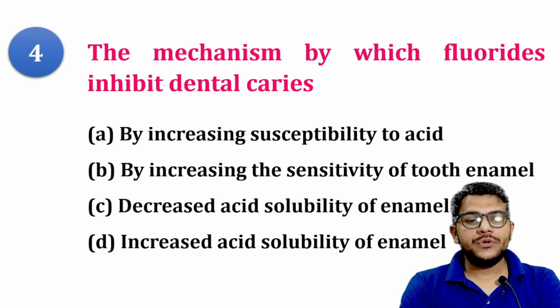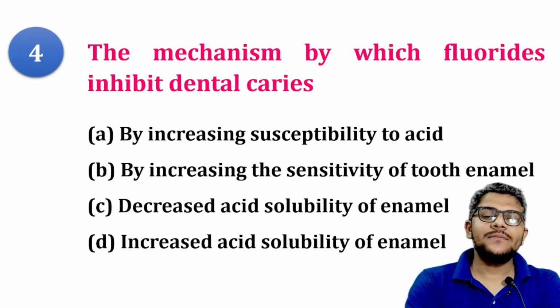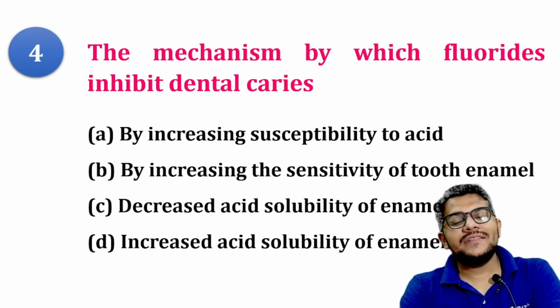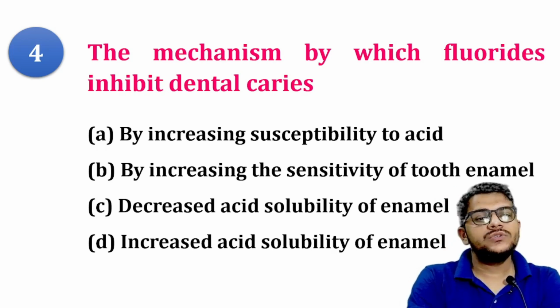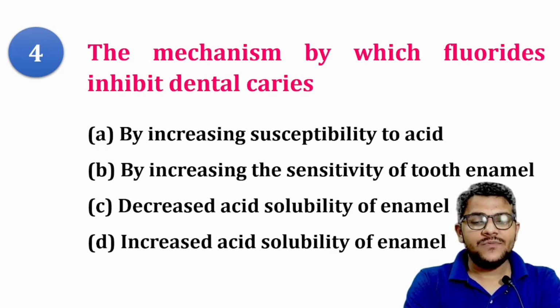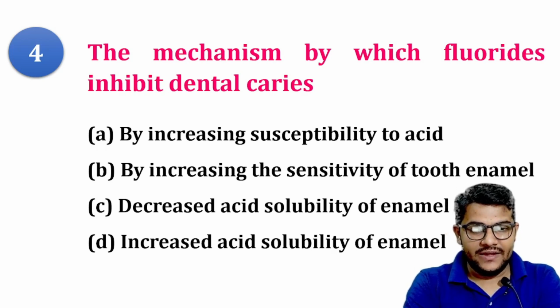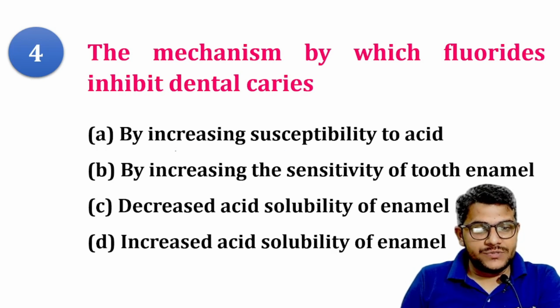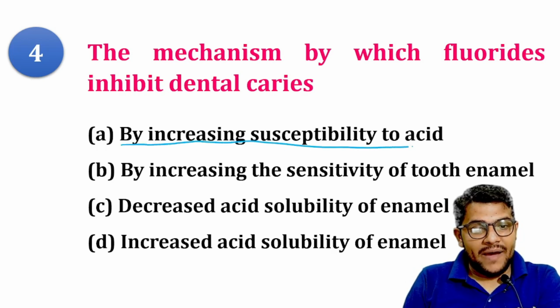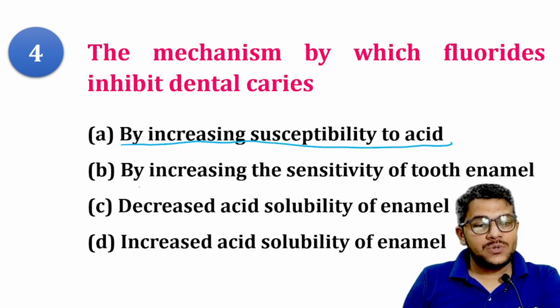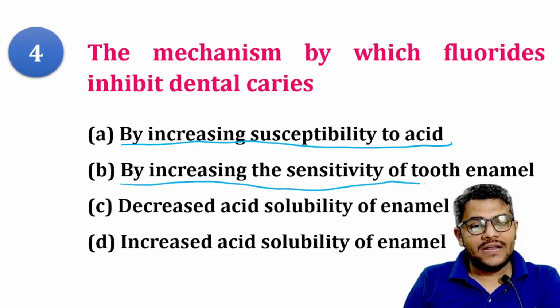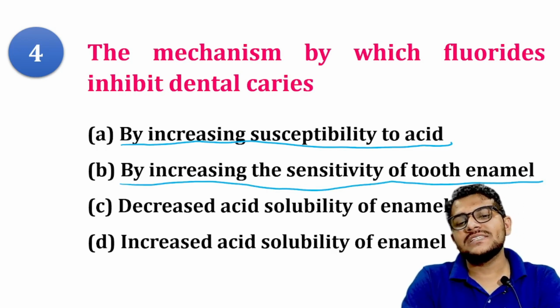Next question for you: the mechanism by which fluoride inhibits dental caries. As you know, fluoride acts as an anti-caries agent. You just have to tell the mechanism of action by which fluorides act. First option, by increasing the susceptibility to the acid, meaning fluoride increases the susceptibility of your teeth toward the acid. Next option, by increasing the sensitivity of the tooth enamel.